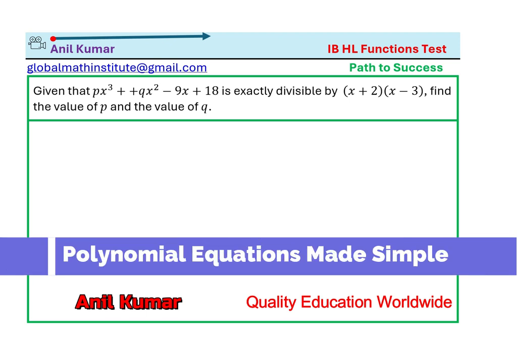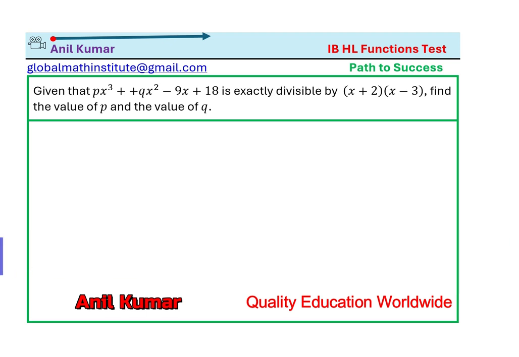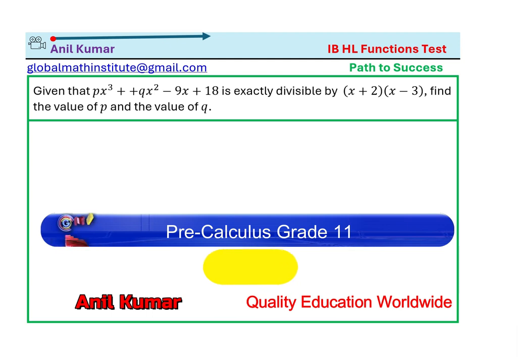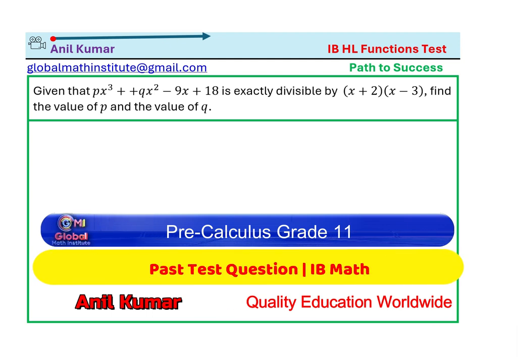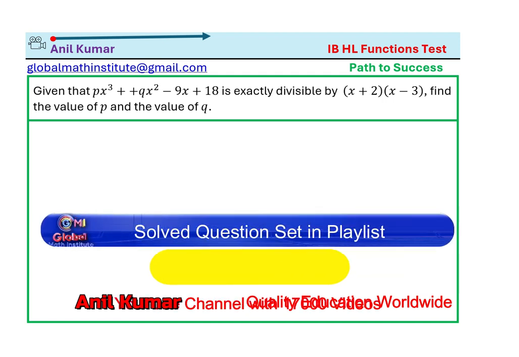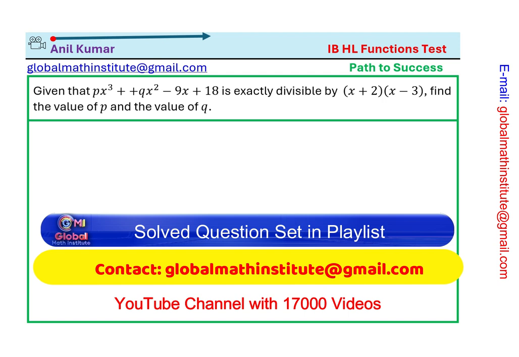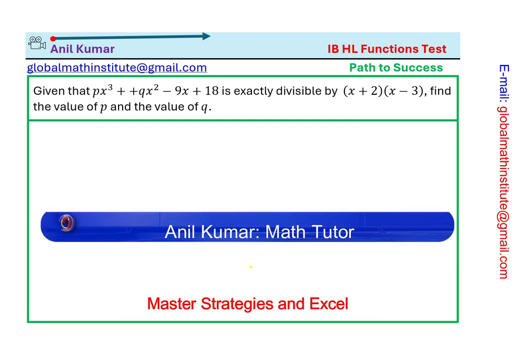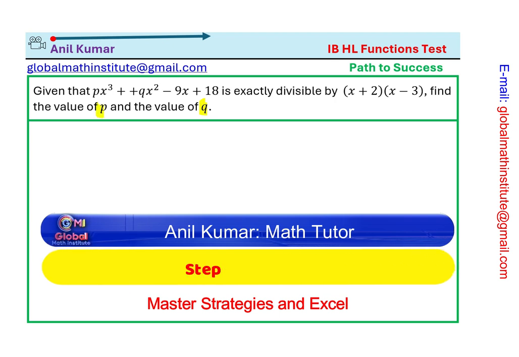Polynomial equations made simple. Here is a test question where we are given the roots and we need to find the polynomial equation which is cubic in nature. The question here is: given that px cubed plus qx squared minus 9x plus 18 is exactly divisible by x plus 2 times x minus 3, find the value of p and q.